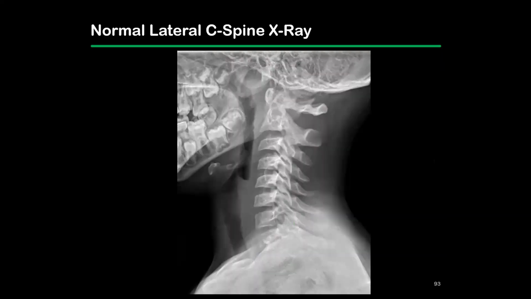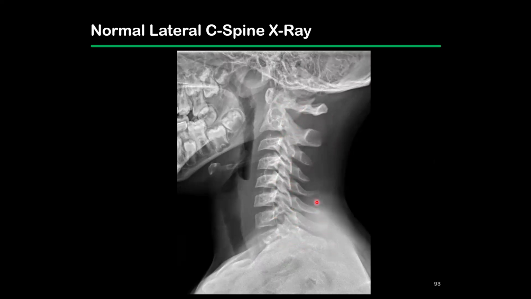This is a normal lateral C-spine X-ray. And so what we're looking for on our C-spine X-rays is here's the anterior vertebral line. So that should be all one continuous line, which is normally the posterior vertebral body line, which is also, again, kind of one long arc. This is our spinolaminar line. So again, nice arc, very continuous.